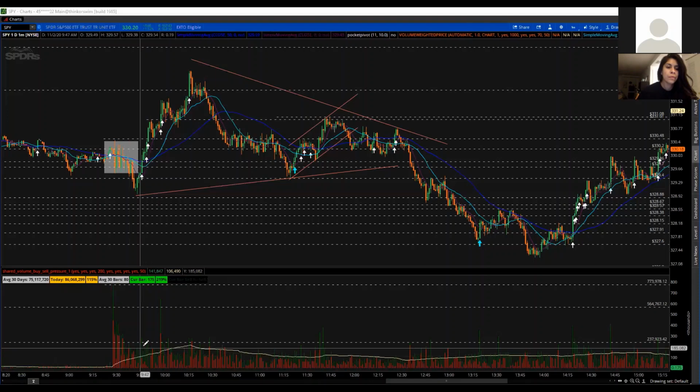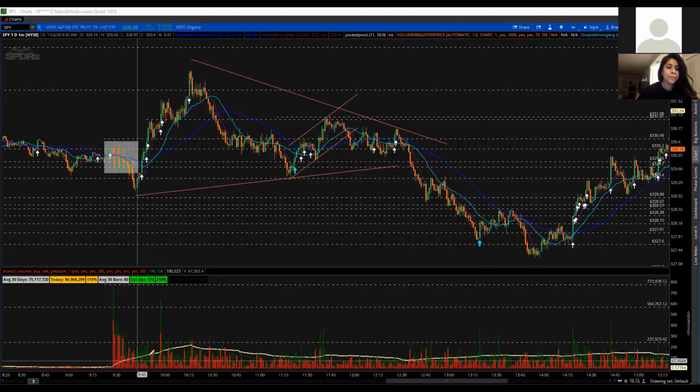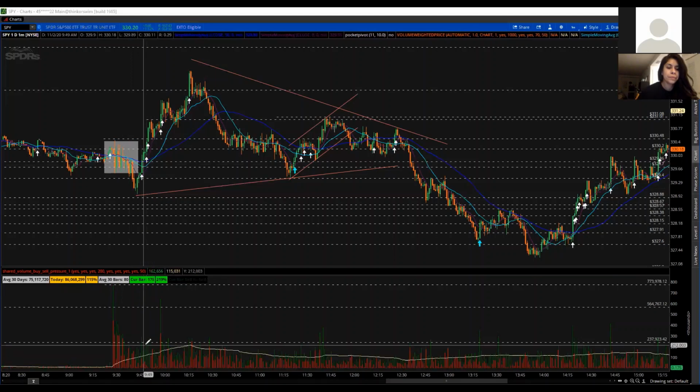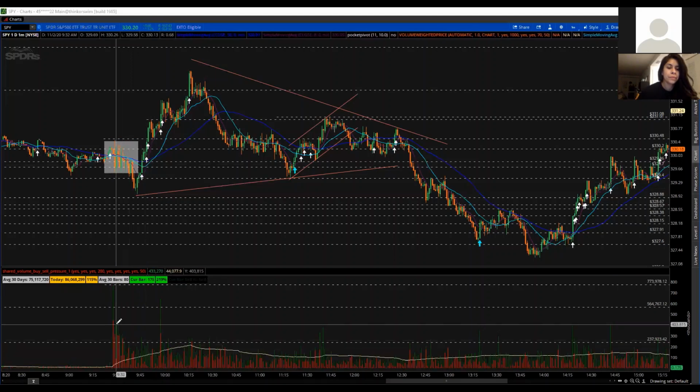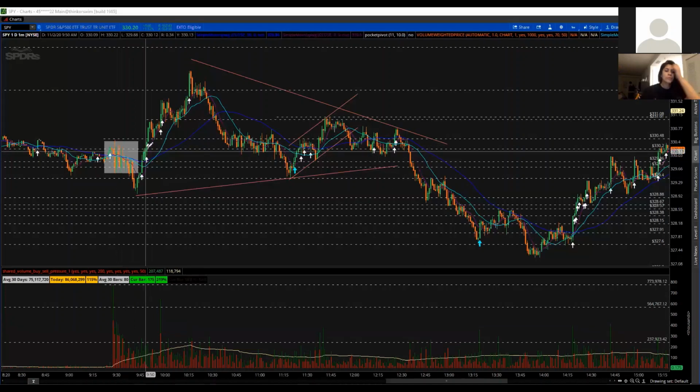Did they do a lot? Was there a lot of volume on this move right here? Nope. Look at this move and look at the volume. Nope, not at all, right? Especially compared to the beginning of the day, these peaks right here. So that should tell you something.